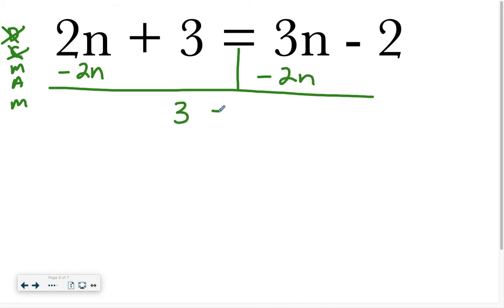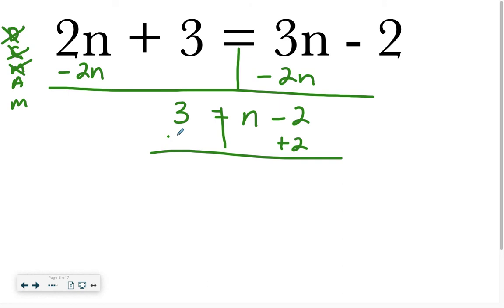I'm left with 3 equals 3n minus 2n. That's like just saying 3 minus 2, which is 1, n minus 2. Okay, so I moved my variable to one side of the equal sign. Next, I have add and subtract. So right now, I have a minus 2, so I'm going to say plus 2, plus 2. I have 5 equals n.